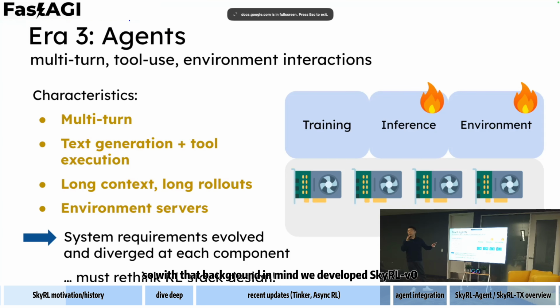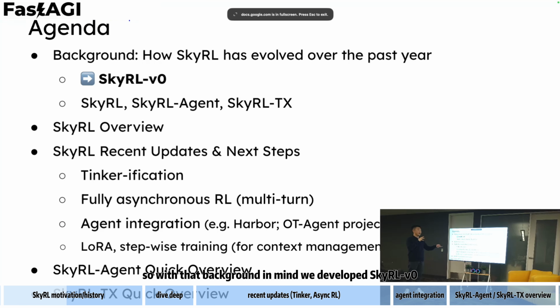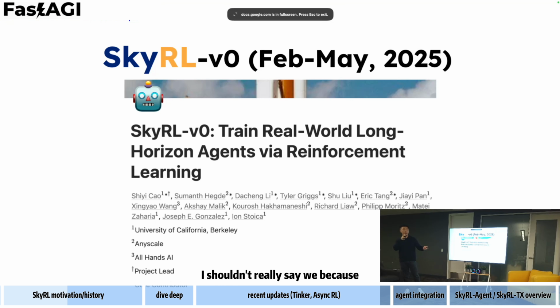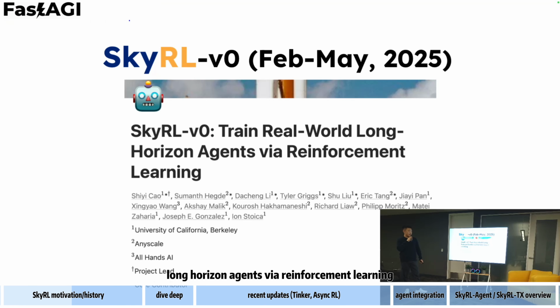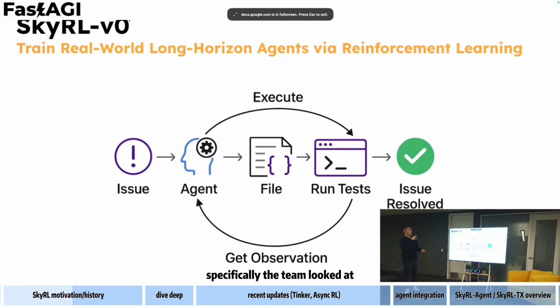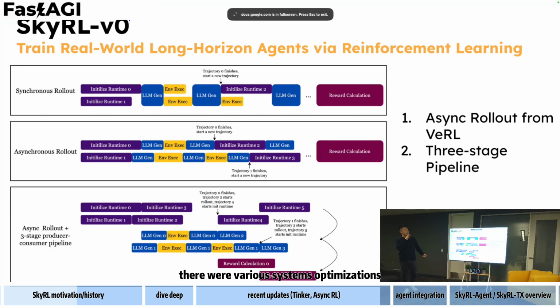So with that background in mind, we developed SkyRL V0. I shouldn't really say we, because at that time I wasn't admitted as a PhD student yet, but the SkyRL team worked on this during February to May of last year. This was the first release training real-world long horizon agents via reinforcement learning. Specifically, the team looked at real-world long-horizon agents, such as software engineering agents, where the number of steps may exceed 50 or more to, say, resolve a GitHub issue. And there were various systems optimizations, which I will get into later.